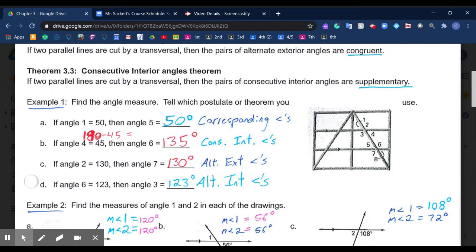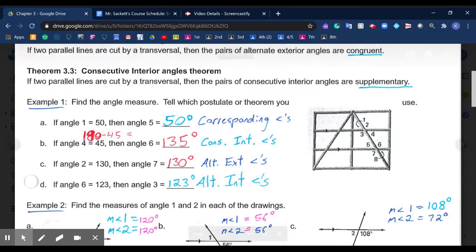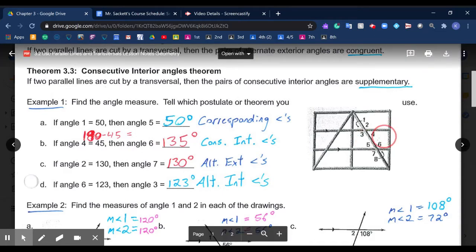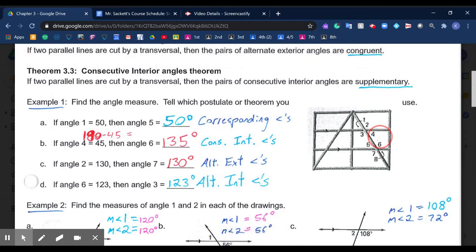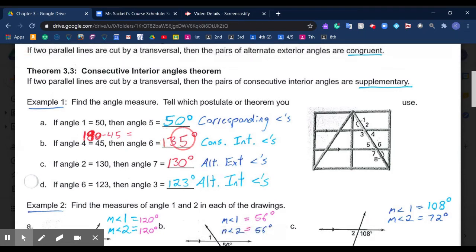Part B. Angle 4 is 45 degrees. Angle 6, so 4 and 6 are right here. They are on the same side of the interior, so they're consecutive interior angles, which are supplementary. So they add to 180 degrees. So 180 minus 45 gives me 135 degrees for angle 6.